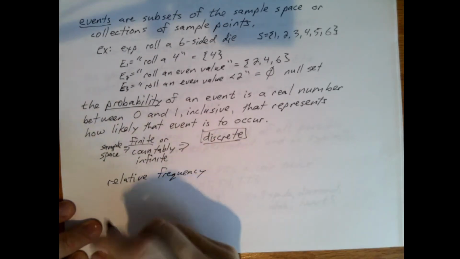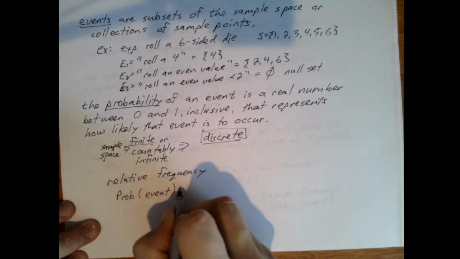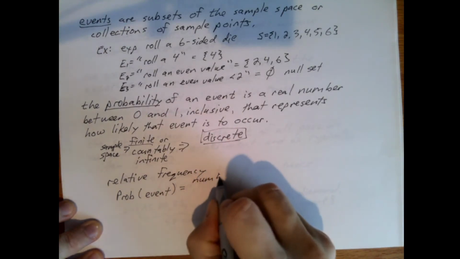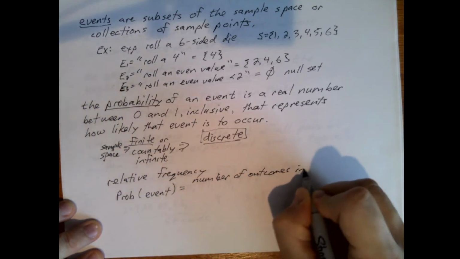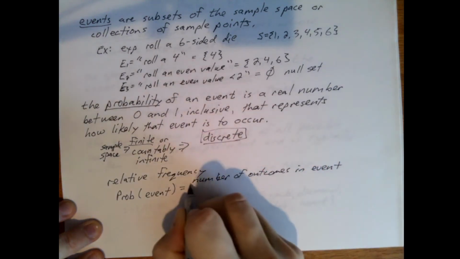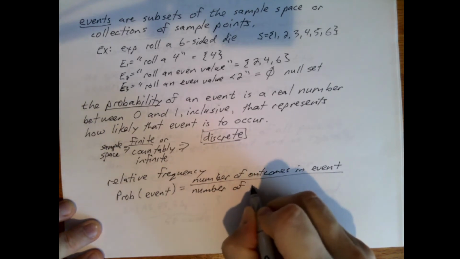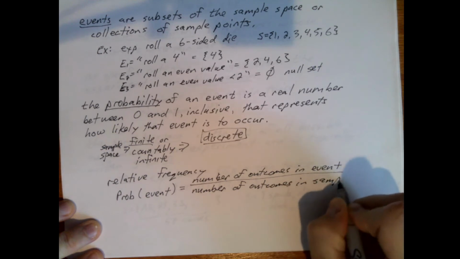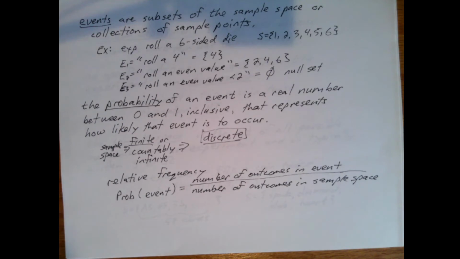And so what that means is the probability of some event will be equal to the number of outcomes in the event divided by the number of outcomes in the sample space. Okay? So what might be some examples of that?